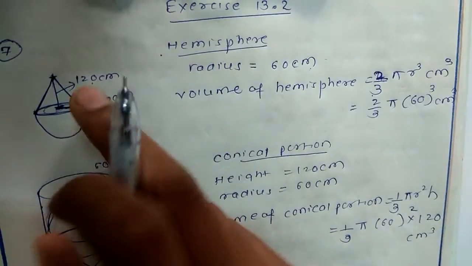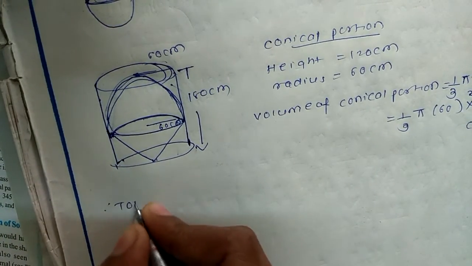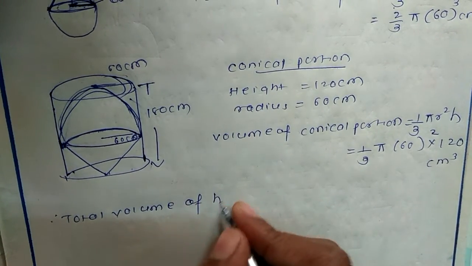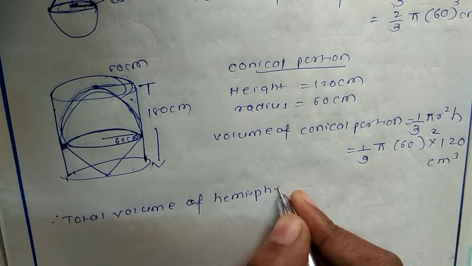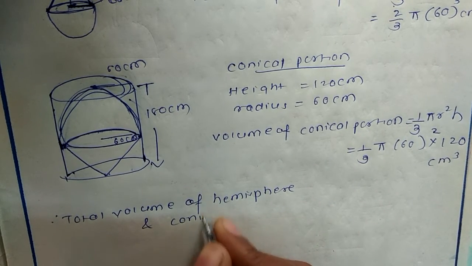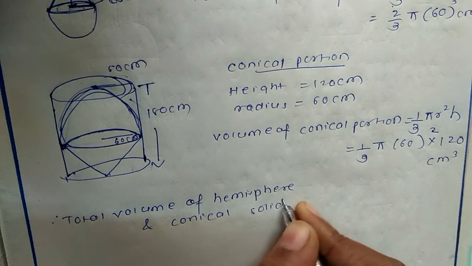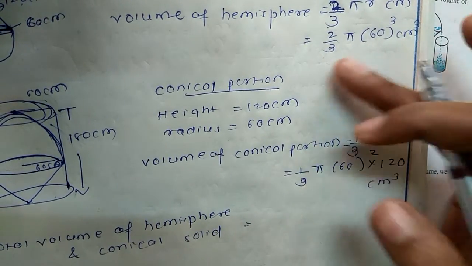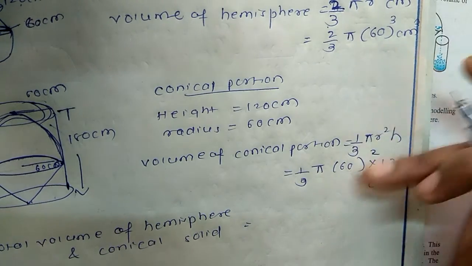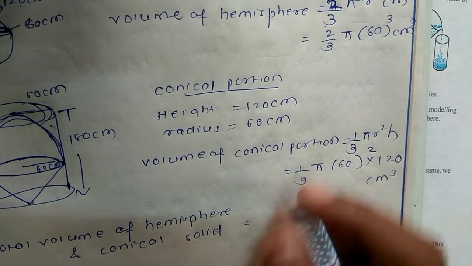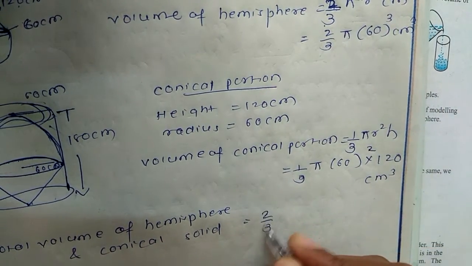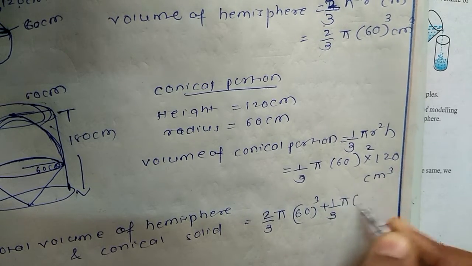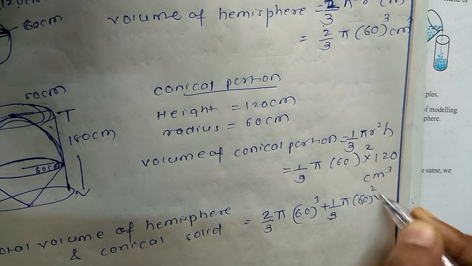So first of all I'll add these two volumes. So total volume of hemisphere and conical solid. So these two volumes I will add, and you can see here we are getting 2/3, 1/3, denominator same we are getting, pi we will get, and here 60 we will get common. So this and this I'll add, 2/3 pi 60 its cube plus 1/3 pi 60 square into 120.